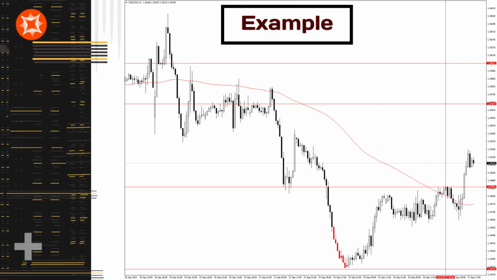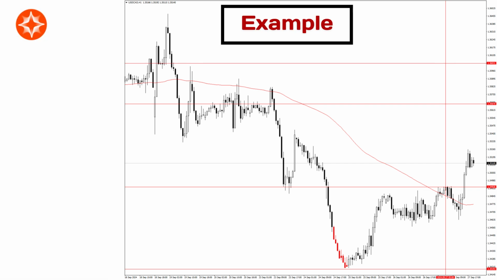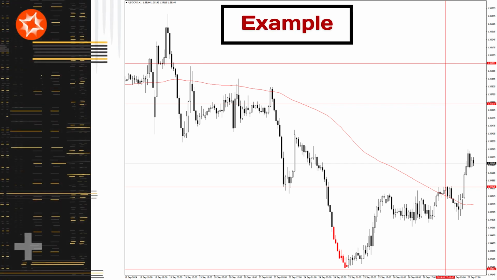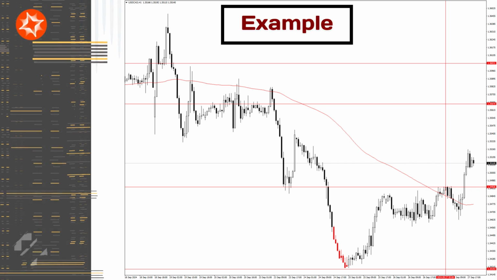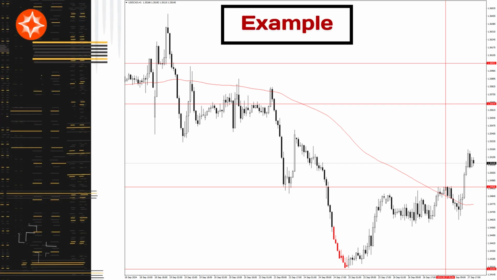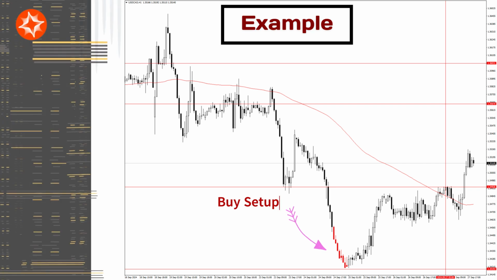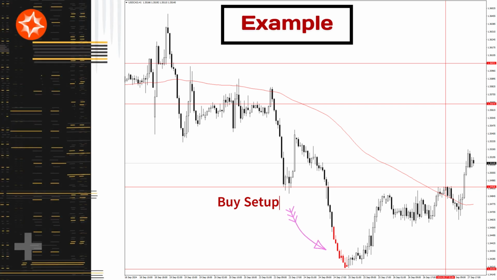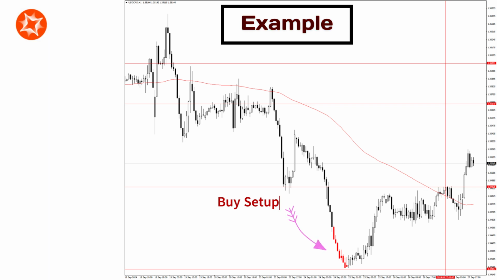Now we take an example of setup, entry, and exit on MetaTrader 4. This is the USD/CAD 1 hour chart. In this chart, you can see red bars appeared below the 100 bar moving average. This is called a buy setup. In the next few candles price went above the moving average and two candles closed above the moving average.